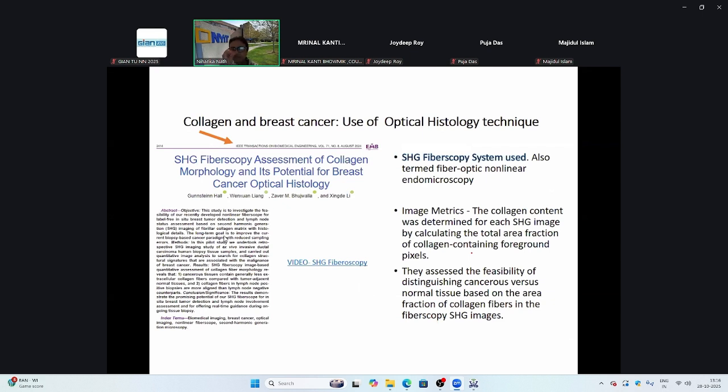People have used something, and this is a very new paper, August 2024, just one year ago. For collagen in breast cancer, people have used something called optical histology. What does that mean? Optical histology is something called SHG fibroscopy. And hold on, I forgot what that means. Second harmonic generation. It's not a direct visualization of the cell, but it is a direct visualization of the collagen in the tissue.